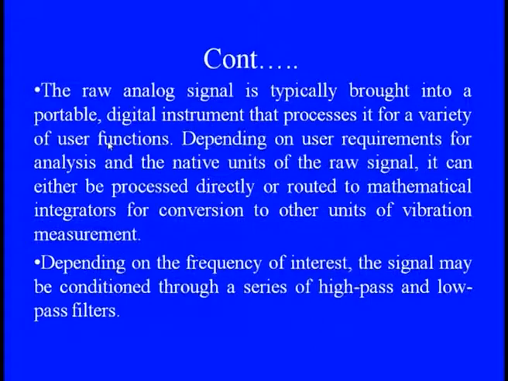So the raw analog signal is typically brought into the portable digital instrument and processed for a variety of user functions, and depending on the frequency of interest, the signal may be conditioned through a series of high pass and low pass filters. That is what we discussed. And then in this decomposition we need to check what the time frame is in which both the sine and cosine components can be included, and what the orthogonality conditions are when we are doing the decomposition of the Fourier series.